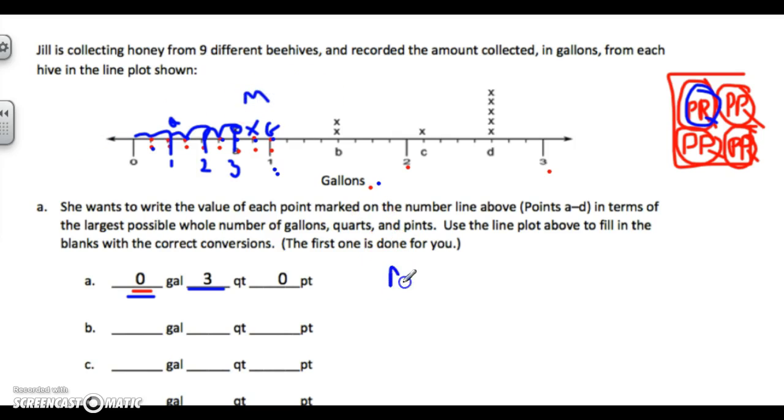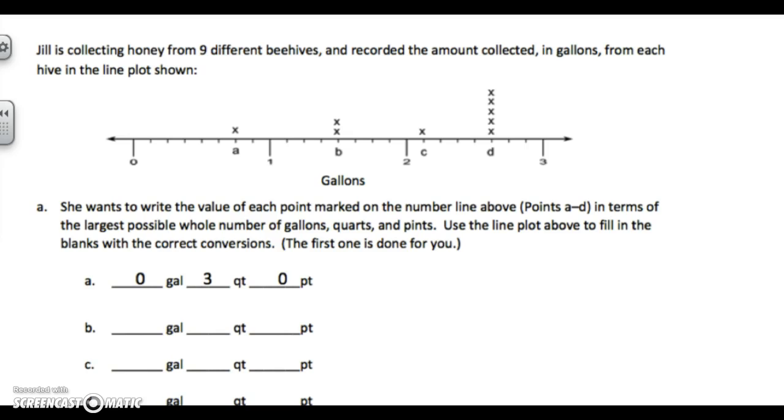However, if I put an X here, well, we'll name that X M. M would still have 0 gallons because it's in between 0 and 1. It would also have 3 quarts because it's already hit that 3 quart mark right here, but then it would have 1 pint because it's 1 slash beyond that. Okay, I can't reflect this as a whole gallon because it's in between the 0 and the 1. So I have to use those steps to figure it out.